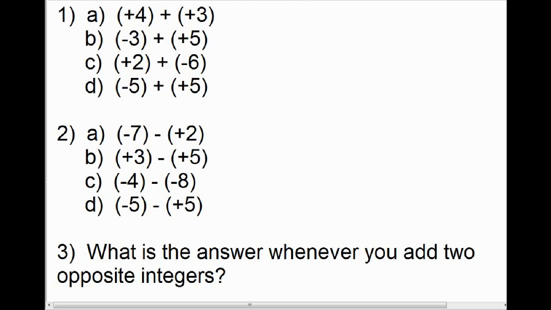If you're able to answer all of those questions, congratulations, you now have a firm understanding of how to add and subtract integers.